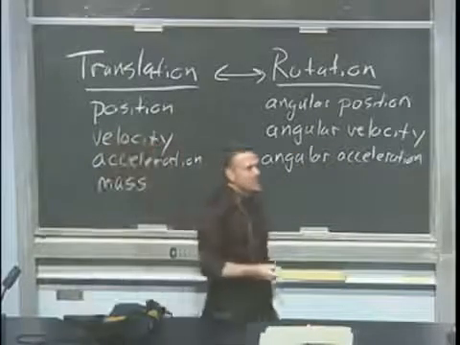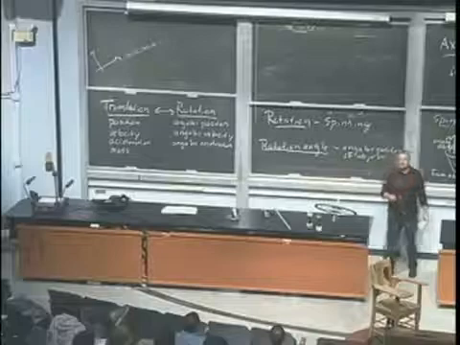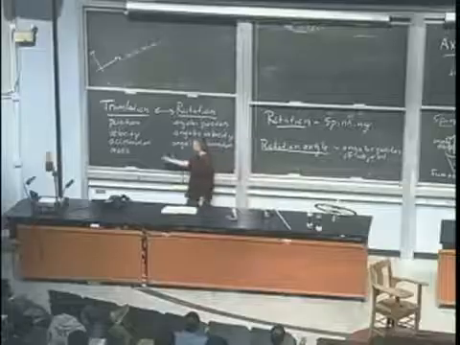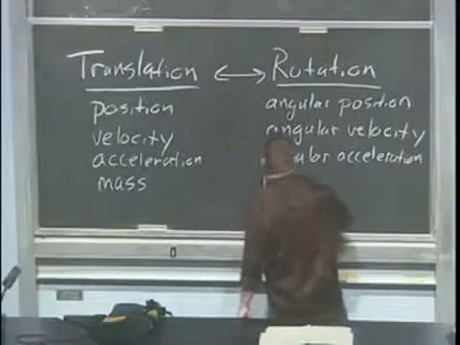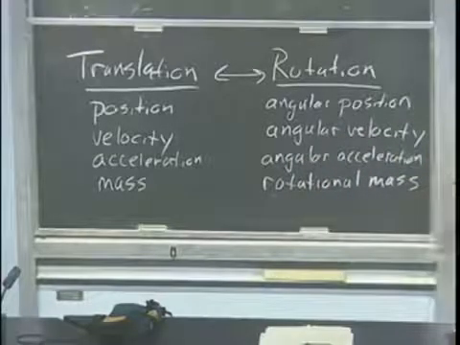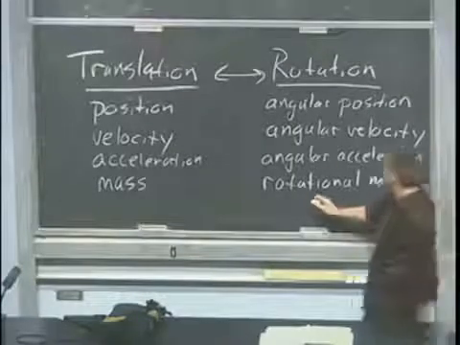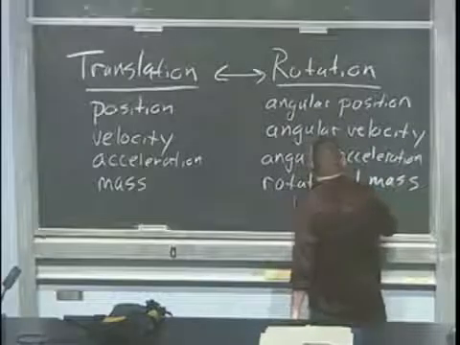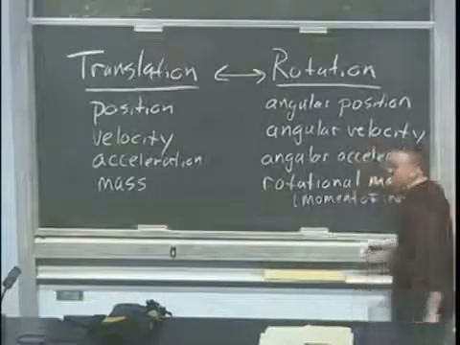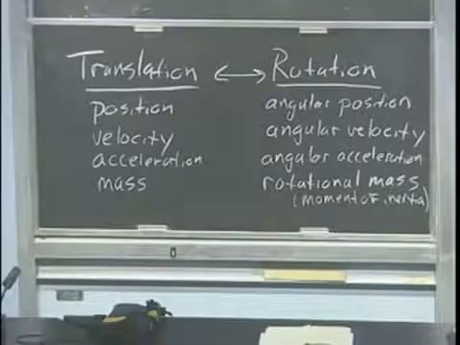For translational motion, we had mass. Remember, mass is the measure of how hard it is to start an object accelerating, to start it moving or to slow it down. For rotational motion, we're going to define a rotational mass. This is the same thing, if you've ever had any physics before, as the moment of inertia. Two names for the same quantity, and this is going to be our measure of how hard it is to start an object rotating.